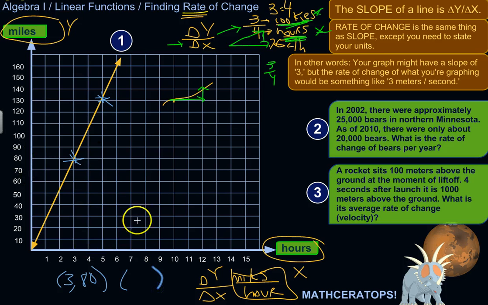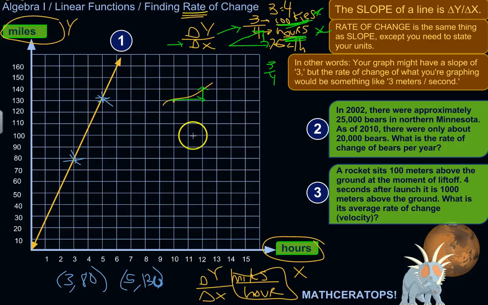Okay, and then let's look at the other point so we can see how x changes versus how y changes, or how hours change versus how miles change. Or I should say miles versus hours. Miles is on the y-axis, so it'll be the first number in the ratio. The second point is 5 hours and 130 miles.